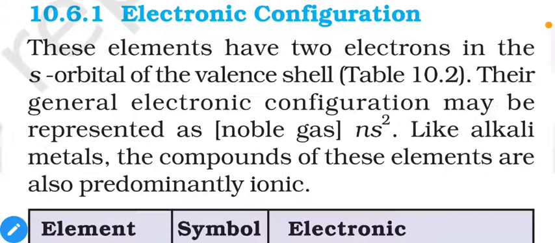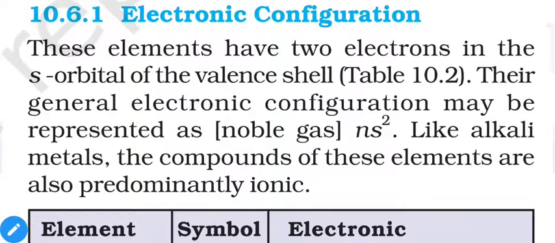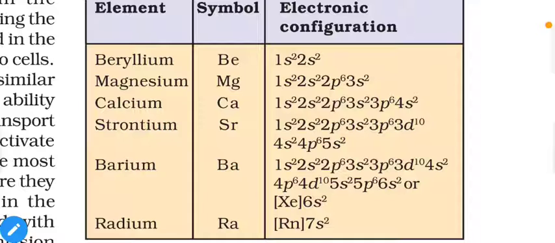So first of all, we have electronic configuration. This group has the same type of electronic configuration just like the first group, but the difference is it contains 2 electrons in the s orbital. So their common electronic configuration will be noble gas core ns2. Like alkali metals, the compounds of these metals are also predominantly ionic. That means you will get ionic compounds in nature for these metals as well, because they are again reactive just like the first group. In this table we have elements with their symbols and electronic configuration.